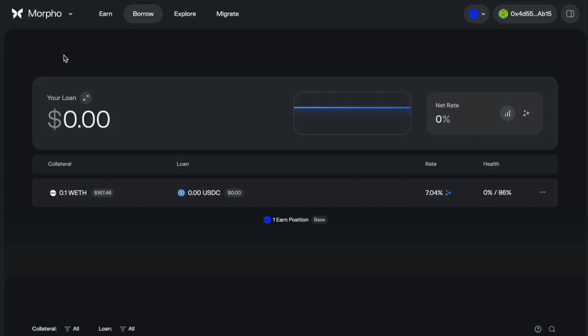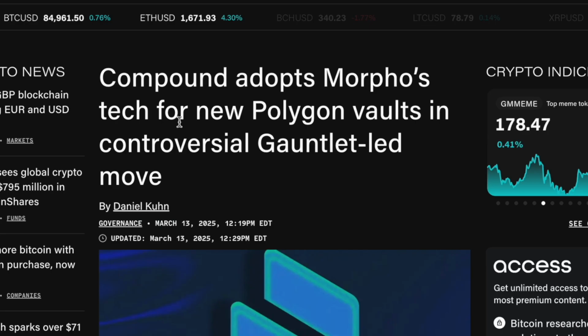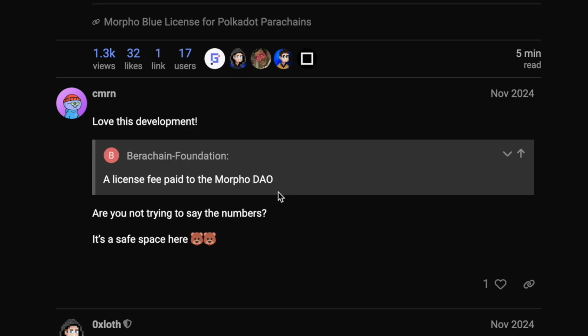Hello, Sabo, everybody. Today we are going to talk about Morpho. This is a lending and borrowing market. We are going to understand why the tech is so good that even Compound is looking to adopt its technology, and Berachain is going to pay a license fee to fork Morpho.